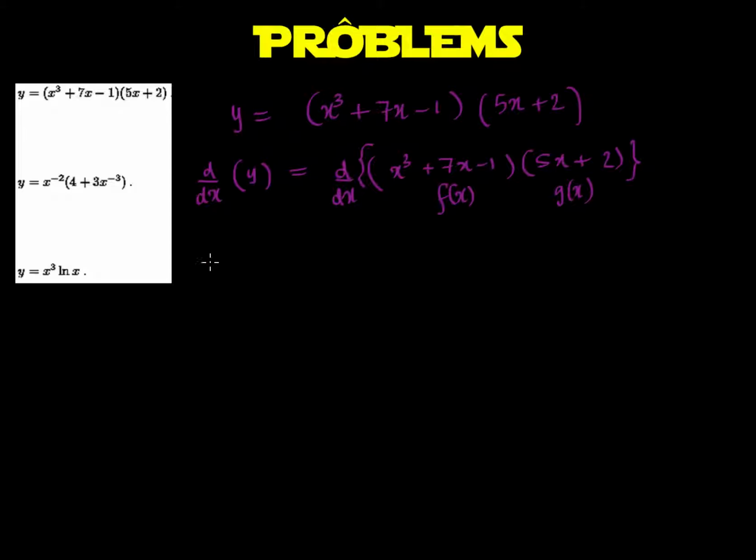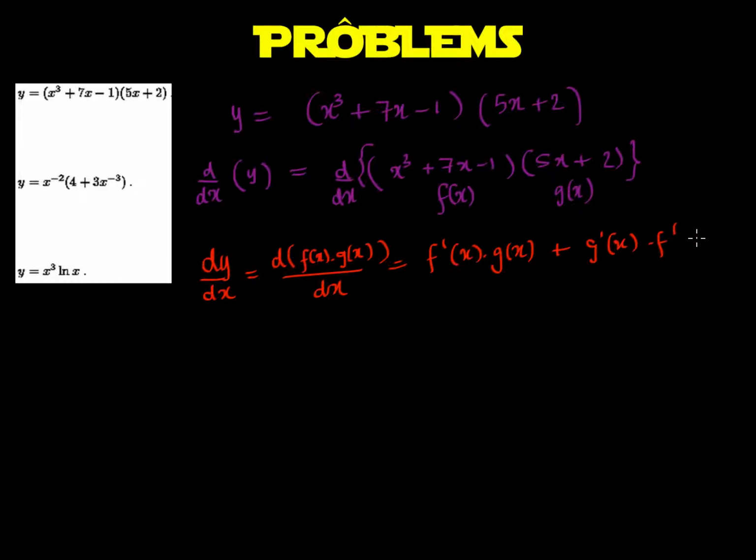So what is the product rule? We have dy by dx is equal to d of f of x times g of x by d of x, so we have f dash of x times g of x plus g dash of x times f of x. Similarly, we can find the answer to that. Now, how do we do that? I'll choose a different color for this.